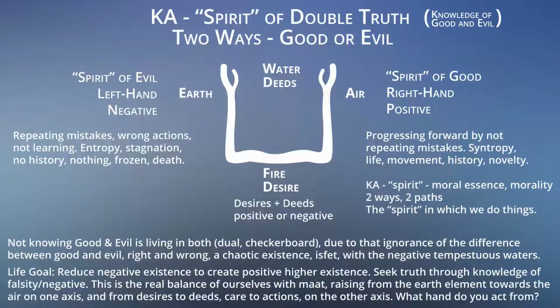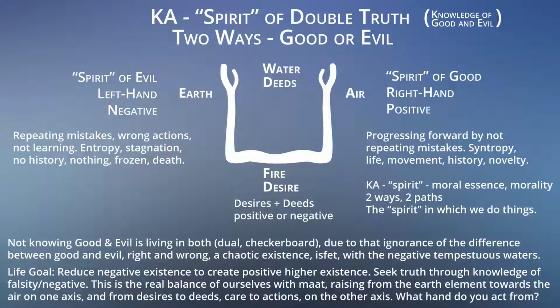So again, our Ka, if we look at the elements here, we have our fire and desire up in the horizontal. I almost put two axes, but I didn't want another axis here. So you can imagine an axis horizontal here, which would have been the vertical one in the other place, so earth to air, and horizontal in the other place, vertical here, from fire to water. So from our desires to our deeds, the positive or negative. Desires and deeds, positive or negative.